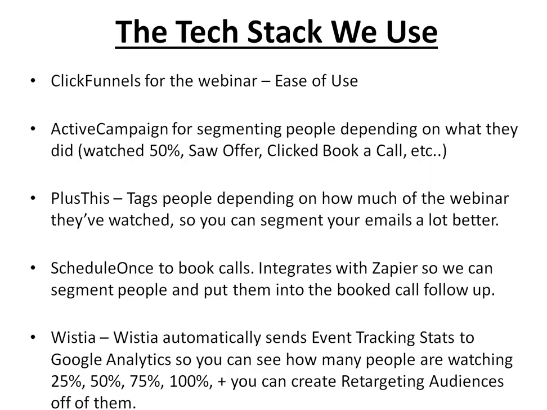So the actual tech stack that we use for this: we use ClickFunnels for the webinar. ClickFunnels has just been very easy to use. It integrates with everything. We really love it. Then we use ActiveCampaign for segmenting people depending on what they did. So you want to have different automations set up for people depending on if they watched 50%, if they saw the offer, if they clicked book a call.